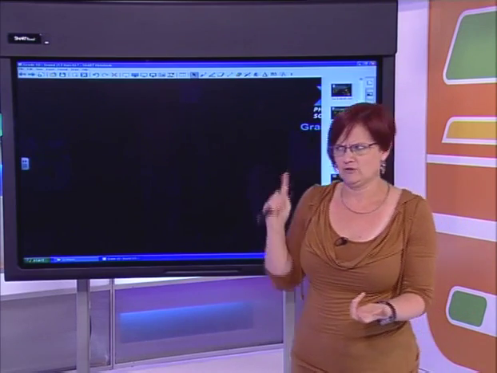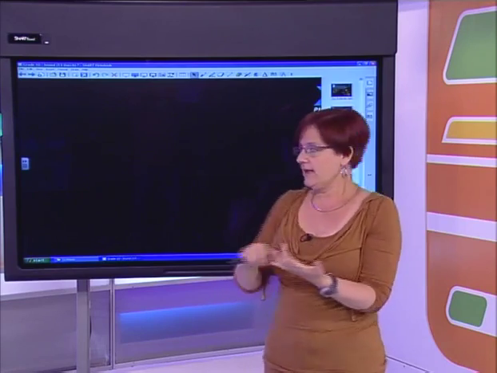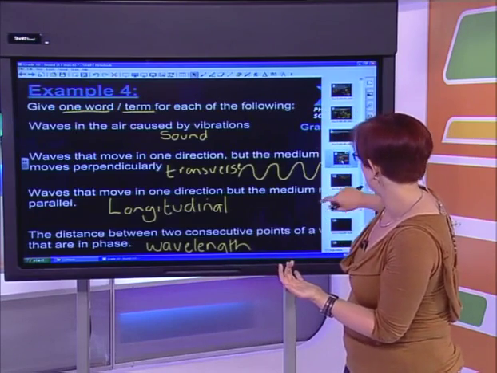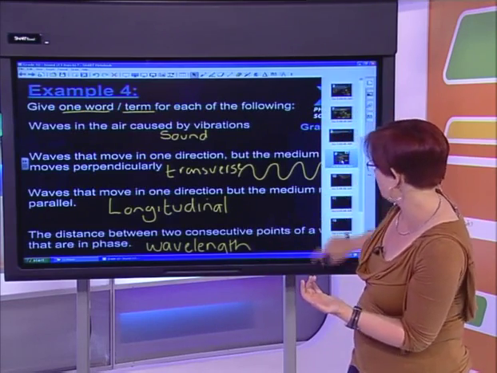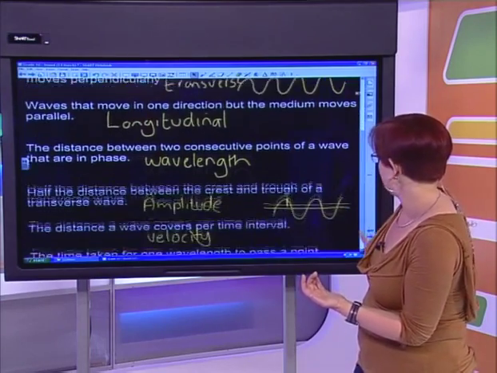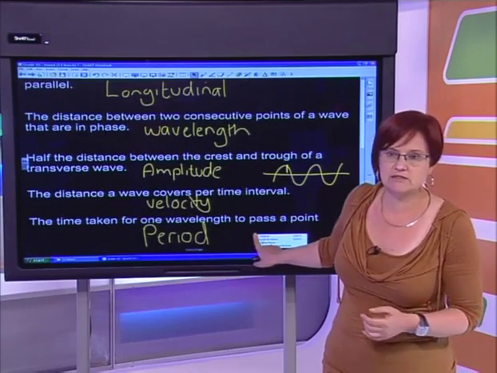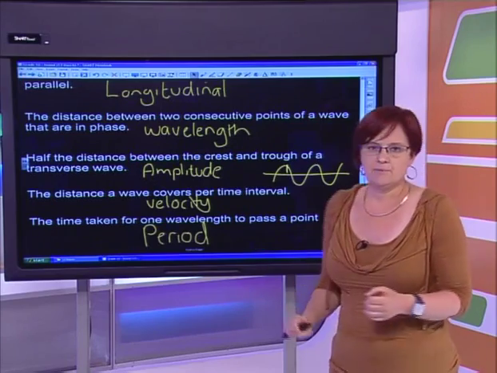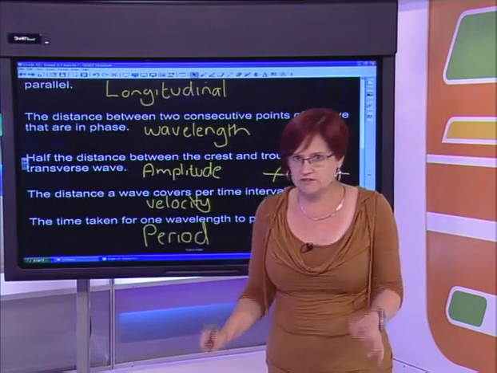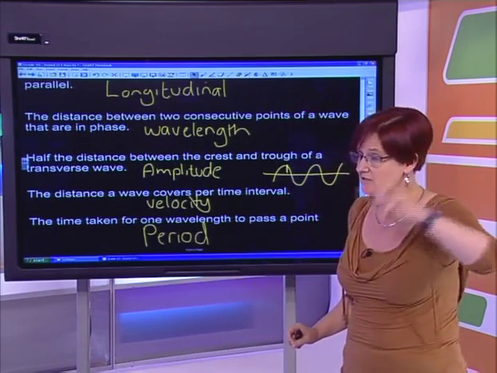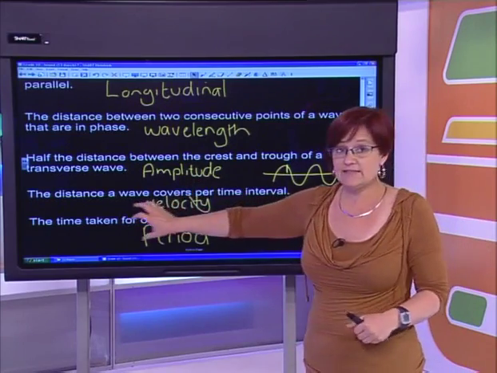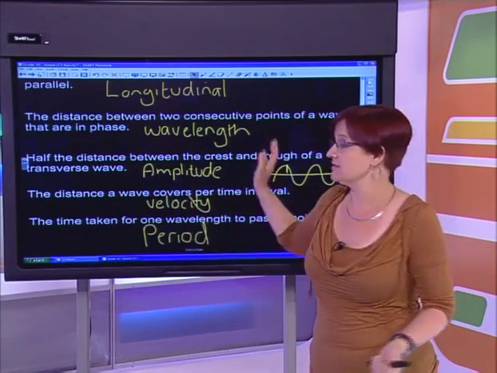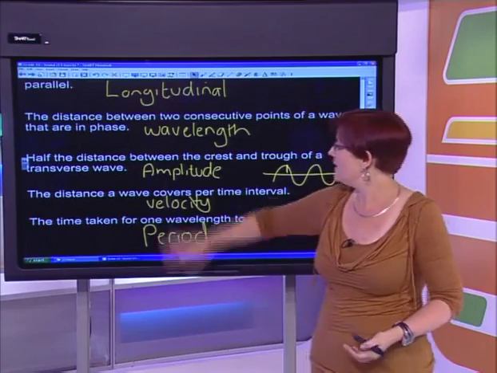Now, what we didn't actually do, but I've just remembered we need to put in here, and we sort of looked at it when we did the one-word answers, is that we have period down the bottom here. Period and frequency are still valid, okay? So sound still has a frequency, still has a period. Velocity, speed, same thing. Distance covered per unit time.